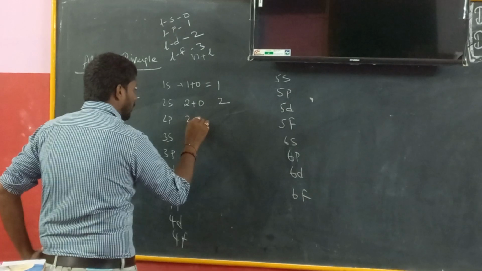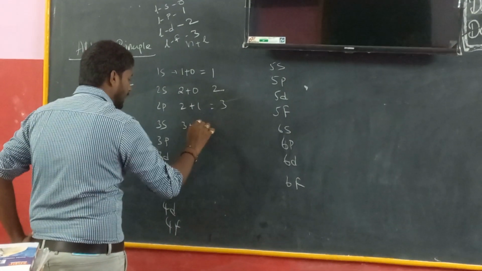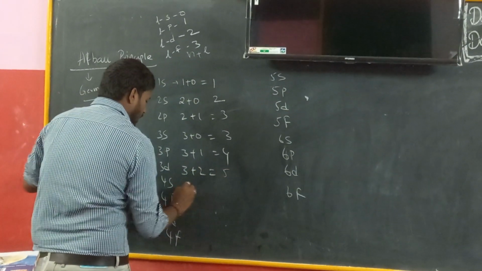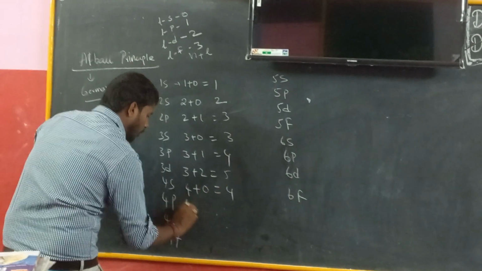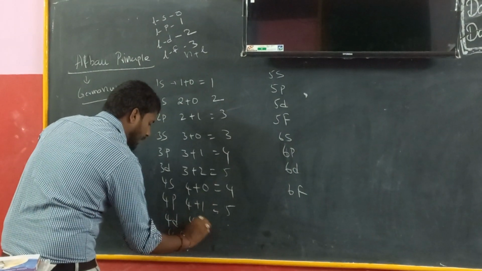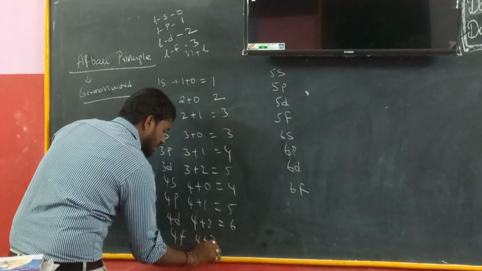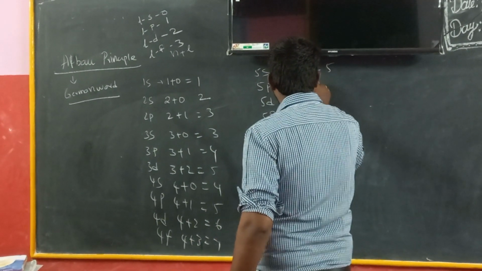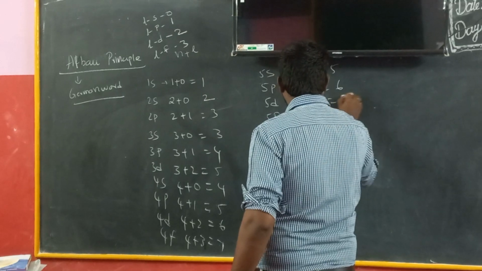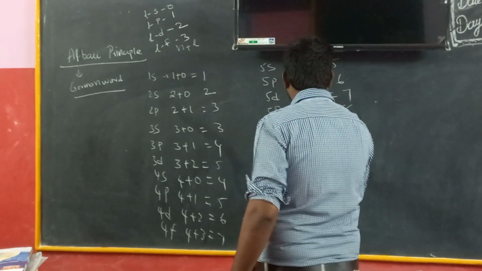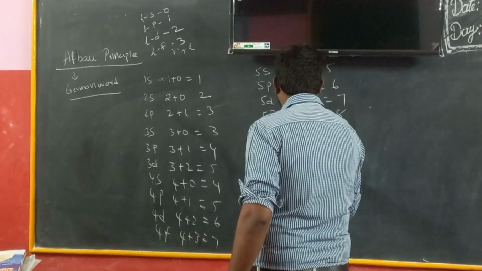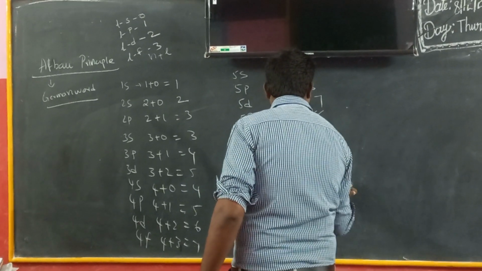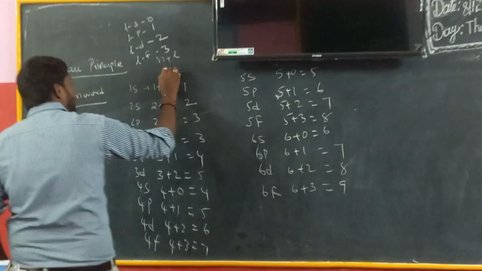2 plus 0, 2; 2 plus 1, 3; 3 plus 0, 3; 3 plus 1, 4; 3 plus 2, 5; 4 plus 0, 4; 4 plus 1, 5; 4 plus 2, 6; 4 plus 3, 7; 5 plus 0, 5; 5 plus 1, 6; 5 plus 2, 7; 5 plus 3, 8; 6 plus 0, 6; 6 plus 1, 7; 6 plus 2, 8; 6 plus 3, 9. So, these are the values of n plus l.